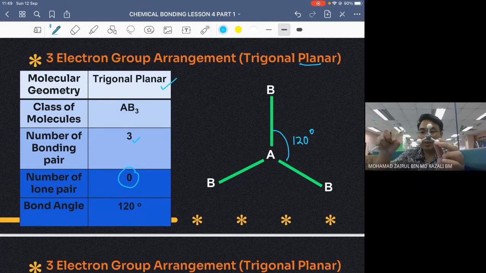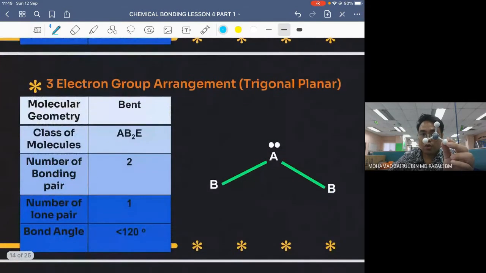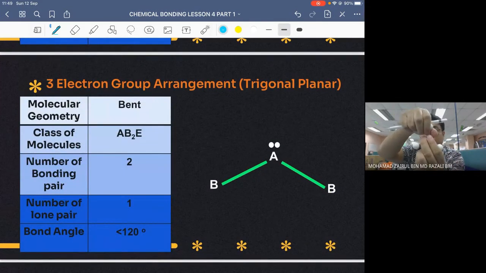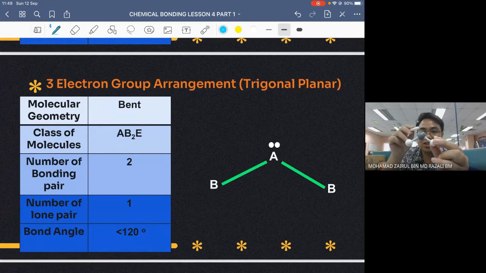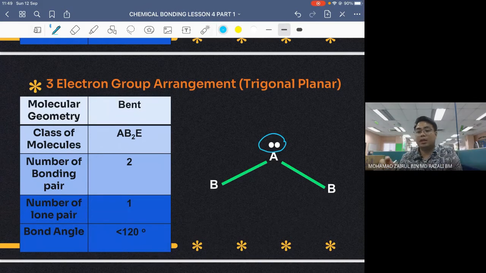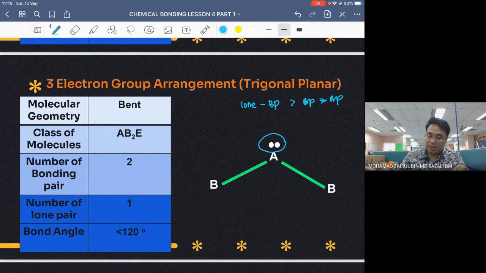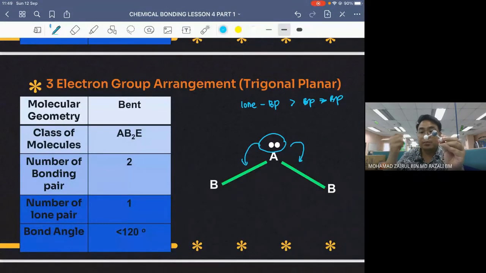However, if I remove one of the bonding groups from the trigonal planar, here you assume there is a lone pair of electrons. So when a lone pair of electrons exists, we have to remember the VSEPR theory from earlier. Lone pair bonding pair repulsion is stronger than the bonding pair repulsion. So it will push the bond angle, causing the bond angle to reduce.